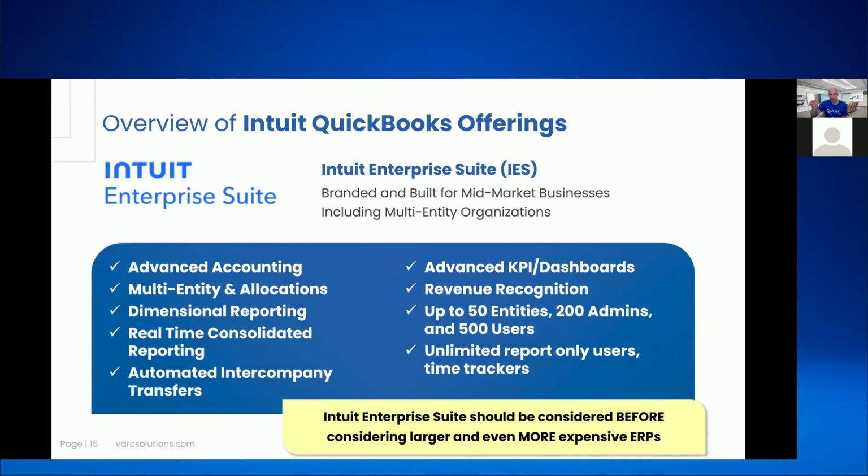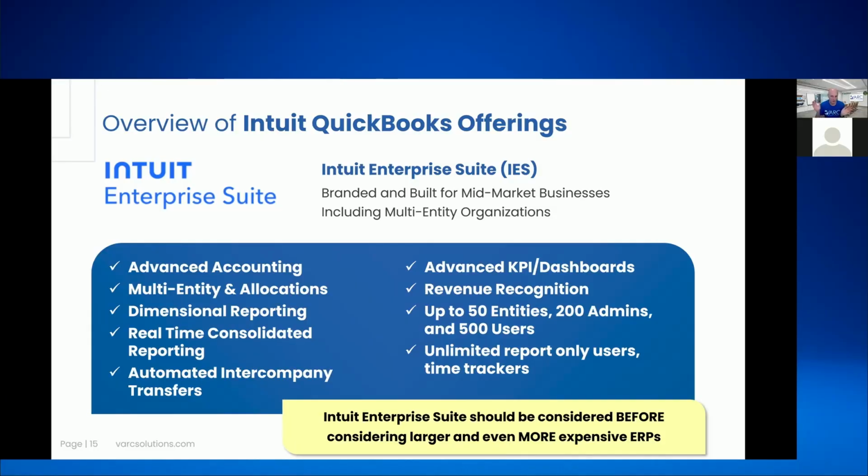So if you've got a property management business or a real estate investment business, and you've got a holding company, and then there's a service business, and then there's an operations arm, you could roll all that up into one big umbrella organization for that consolidated reporting. It has a lot of advanced capabilities: intercompany transfers, and dimensional reporting is one of the biggest highlights within Intuit Enterprise Suite.